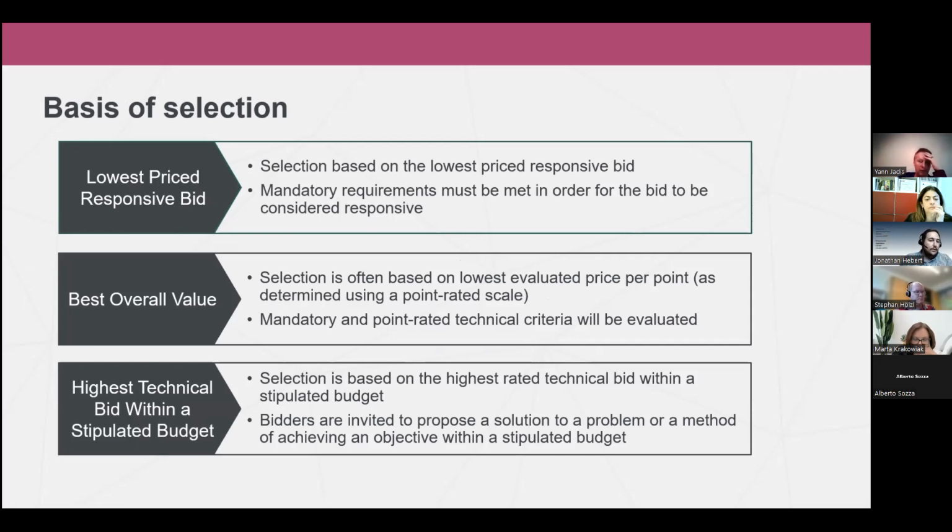And for a lot of our goods specifically, it will just be lowest price because we're looking for an item. We know what the item is and who can provide it to us cheapest. So that would be noted if we're going with lowest price.